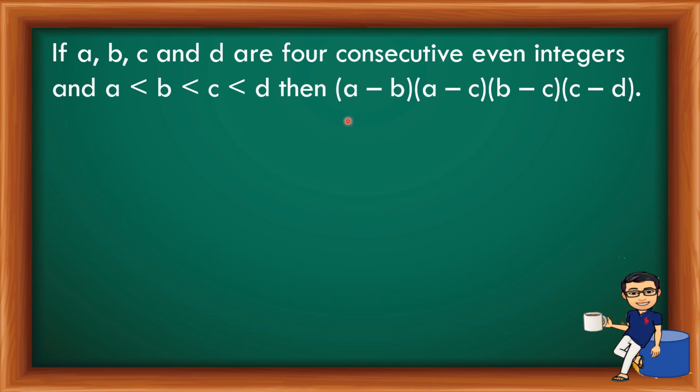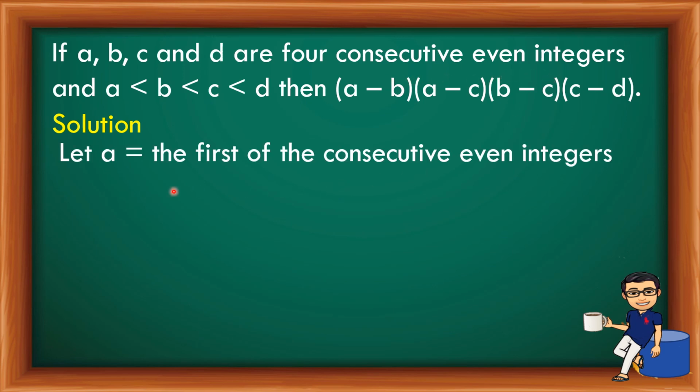So based from this expression, we are going to apply the multiplication. So we multiply A minus B times A minus C times B minus C times C minus D. So the first thing that we need to work on is to represent our variables A, B, C, and D, since there is a representation regarding the value of them. So A less than B, B less than C, C less than D. So let us just consider that A will be the first even integer.